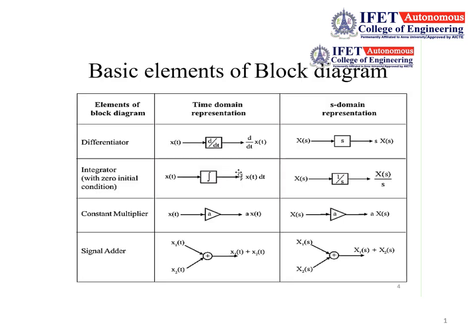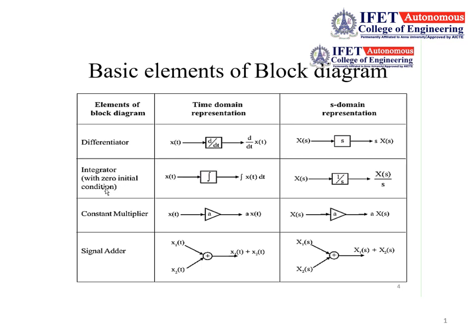The next is the basic elements of a block diagram. The first one is the differentiator. This is the symbol of the differentiator: we can write d by dt in a box, or in the S domain, a box with s. x of s is the input, and the output you get is s times x of s. In the time domain, x of t is the input, and the output is d by dt of x of t.